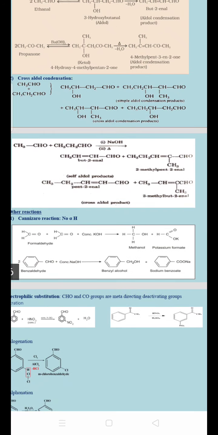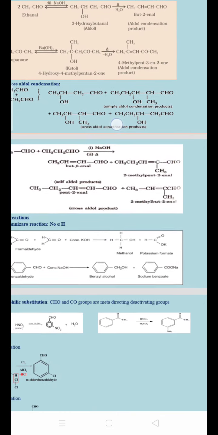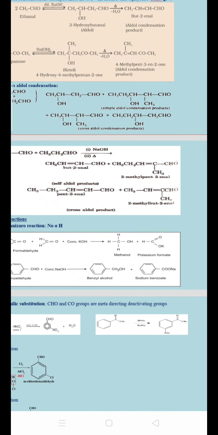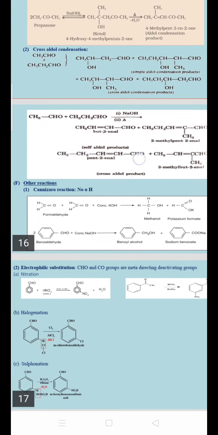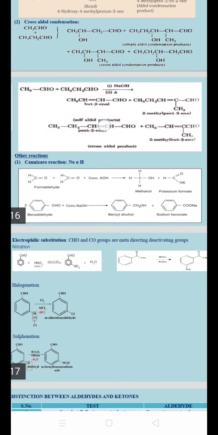Now I have got two more products extra. They are called cross aldol condensation. So as the name indicates, when I cross two types of aldehydes, that is acetaldehyde and ethanaldehyde, upon heating with sodium hydroxide, I will be getting self aldol and cross aldol condensation products. Okay. Now let me tell you clearly. Look into the textbook reaction. You have acetaldehyde, you have ethanaldehyde, you have heated with NaOH.